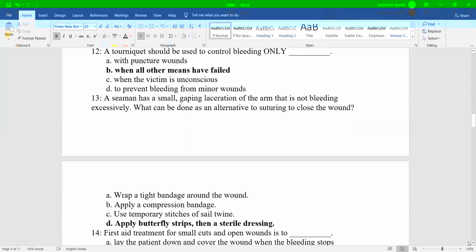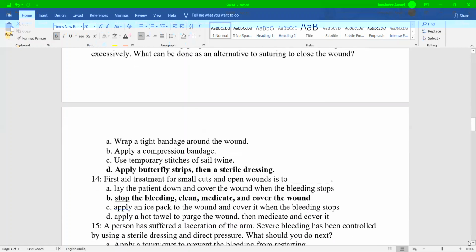Question number 13. A seaman has a small gaping laceration of the arm that is not bleeding excessively. What can be done as an alternative to suturing to close the wound? The answer is D, apply butterfly strips, then a sterile dressing.